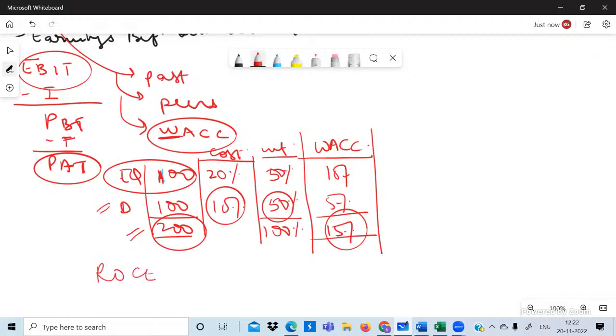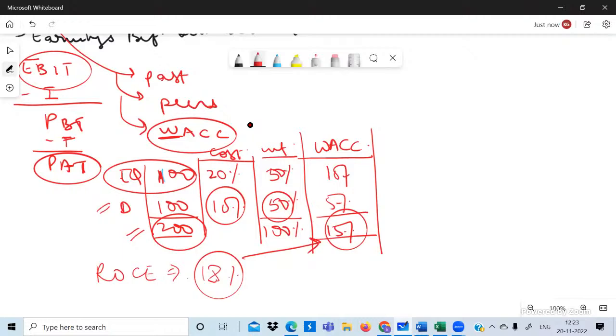Compare this with the ROCE. So let's say ROCE is 18%. So you're telling me that the company has generated a return which is more than the cost. It is good for the company. Vice versa, if the return is less, so let's say the return is 12%, but the cost is 15%, it doesn't make sense to raise money from equity and debt. So that's your weighted average cost of capital.